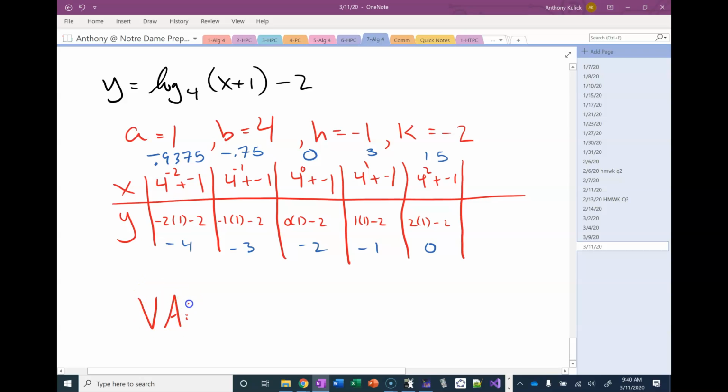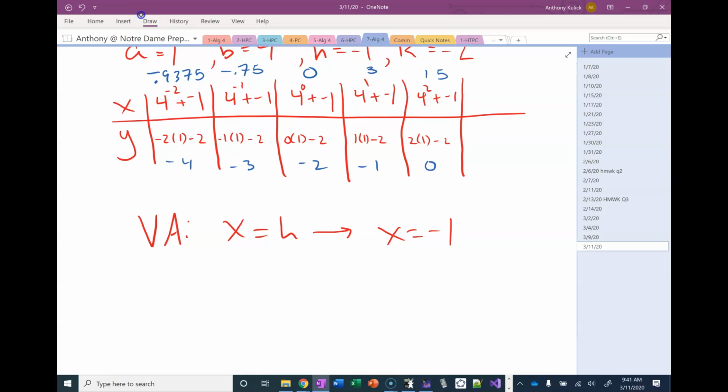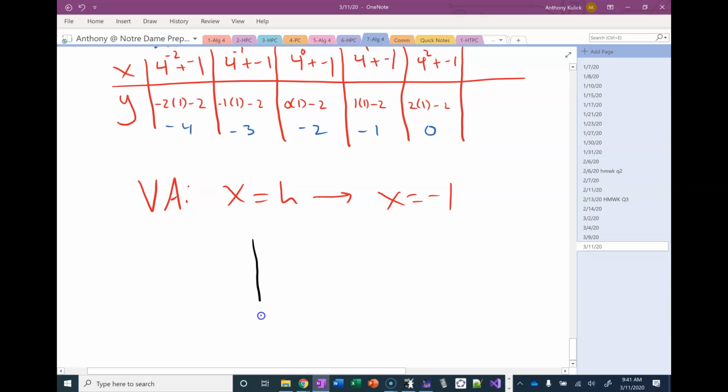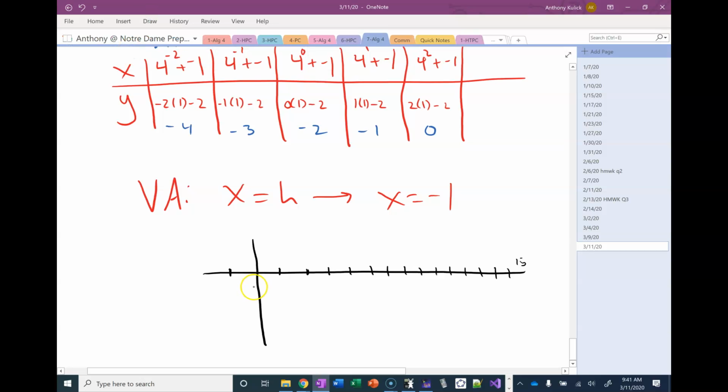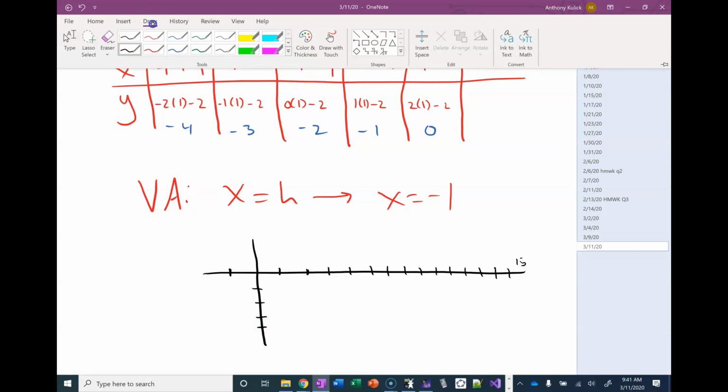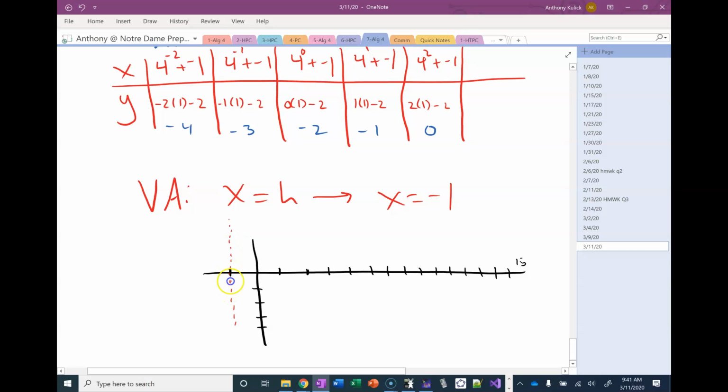So I have my XY table. Where is my vertical asymptote at? Remember, that's x equals h. So in this case, that's at -1. And now let's draw our graph. So the first thing I like to do, after I've made my axes, is to draw in my vertical asymptote. So there's my vertical asymptote at x equals -1. So it's a vertical line that passes through the x value -1.